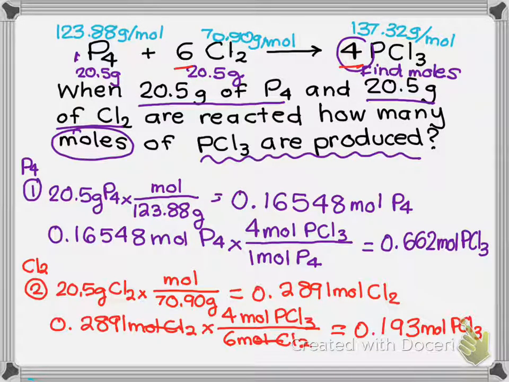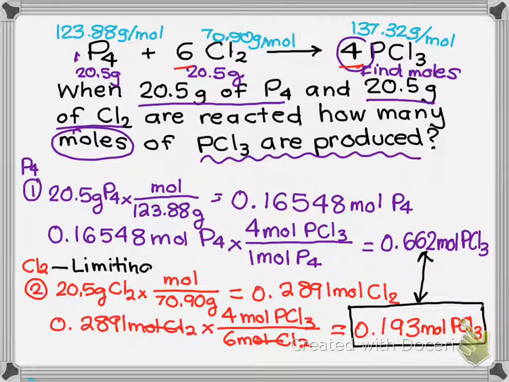Okay, so now the idea is what you've done, and again, there's different ways you can do this. So if you watch the video online and they approach it slightly differently, that's fine. But what I like to do is calculate how much each would make, and then I compare these two answers right here. The answer will always be the smaller of the two amounts. So this is my answer, and the one that produces that, in this case the Cl2, is the limiting reactant, and the one that produces more is the excess.